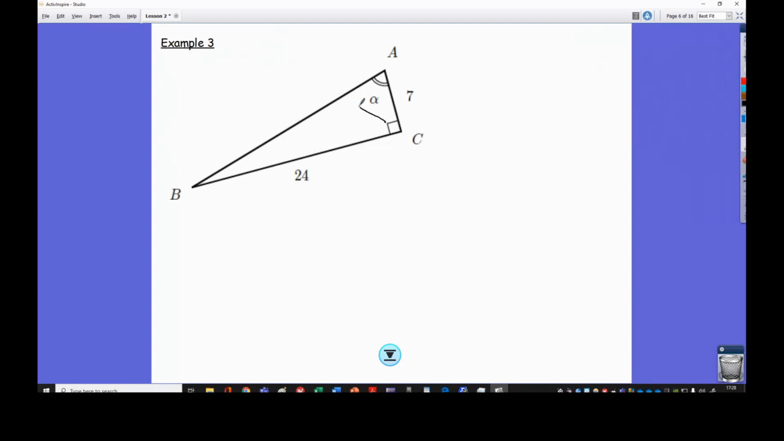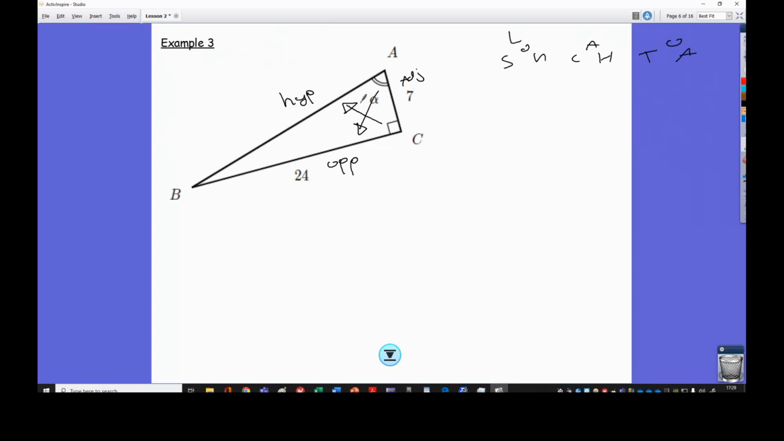So let's find the hypotenuse here. So we're labeling our triangle, hypotenuse. Oh, well, this looks a bit different, doesn't it? Because they haven't actually given us the hypotenuse. Well, let's carry on labeling first. So the opposite we can see is 24, and the adjacent is 7. And once again, I want the sine, cosine, and tangent of my angle alpha.